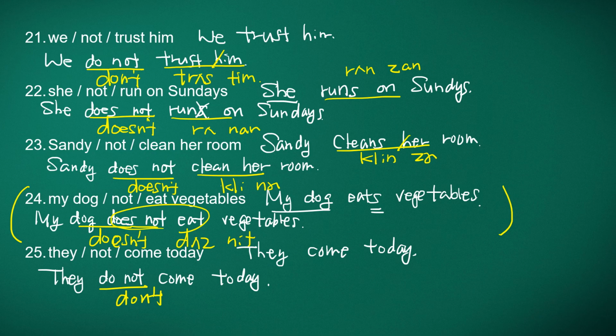Finally, they come today. They do not come today. They don't come today. Okay, let me read the sentences for you one more time. We don't trust him. She doesn't run on Sundays. Sandy doesn't clean her room. My dog doesn't eat vegetables. They don't come today.